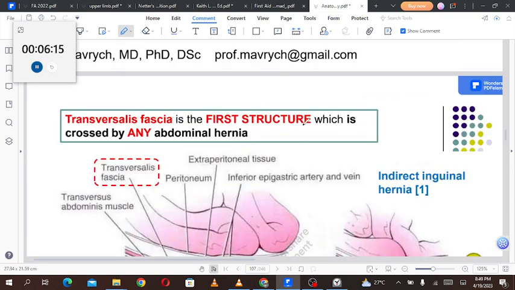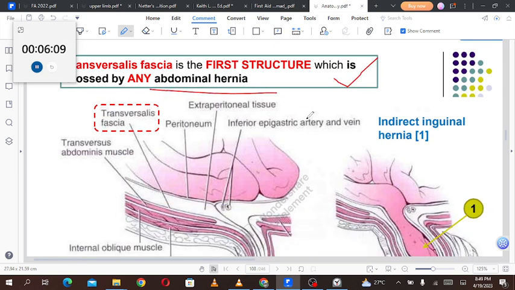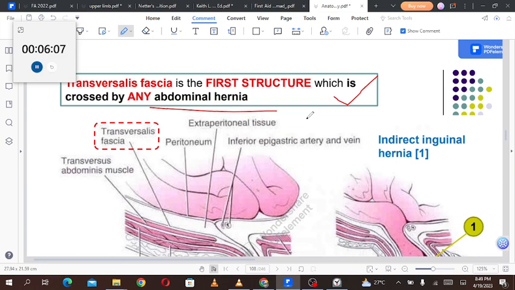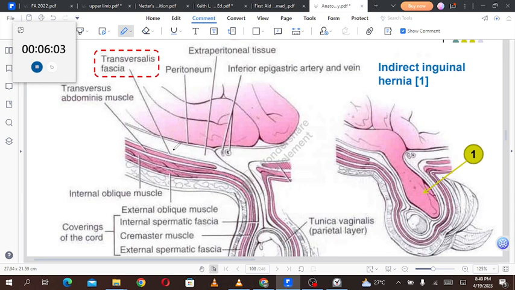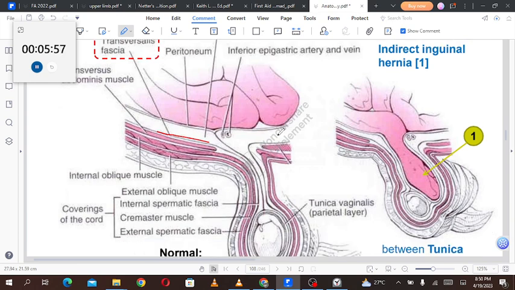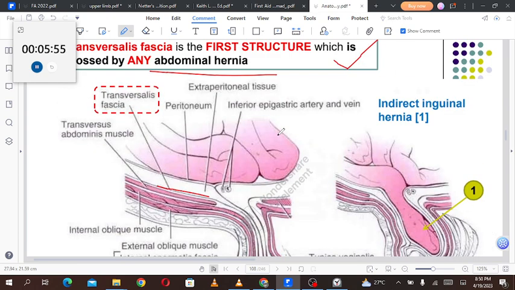So transversalis fascia is the first structure which is crossed by any abdominal hernia. No matter what abdominal hernia it is, the first fascia or the first structure to be traversed will be the transversalis fascia. Here you can see this is the transversalis fascia. Over here, this one is the transversalis fascia. Here you have the peritoneum. So any kind of inguinal hernia is going to traverse the transversalis fascia. The very first one is the indirect inguinal hernia over there.